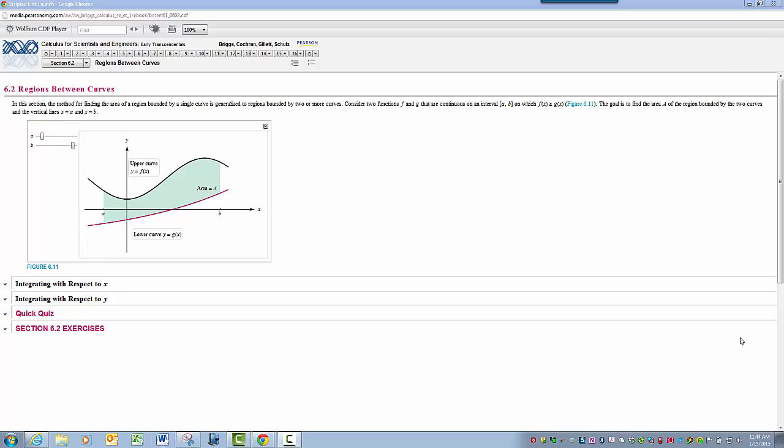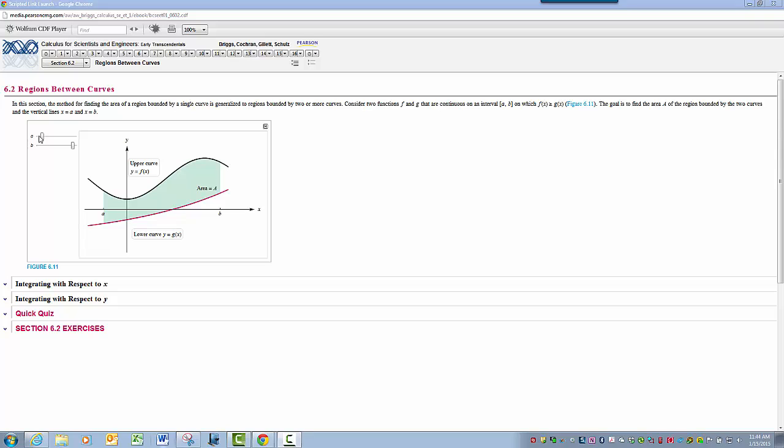Okay guys, in section 6.2 we want to find the region or the area between curves. And so the idea would be to take two curves, let's say f of x, and then another curve g of x, given here, and find the area between the two of them. And then something even more interesting that we can do is we can take this and rotate it around an axis, find volumes, or do all kinds of crazy things with it. So again, in this section, we're just trying to find the area between the first curve and a second curve.